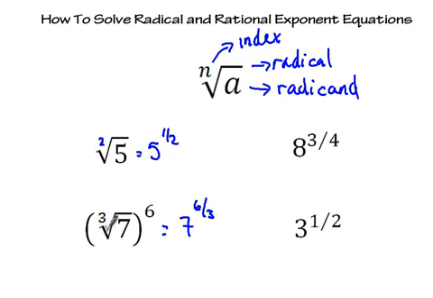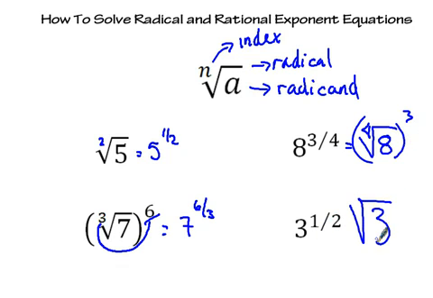Here we have the cube root of 7 to the 6th power, the 3 came around, went underneath the 6, and we got rid of the radical sign. Right, and we can do vice versa. So here we have 8 to the 3/4, that's the same thing as the 4th root of 8 cubed, and 3 to the 1/2, that's the same thing as just the square root of 3.